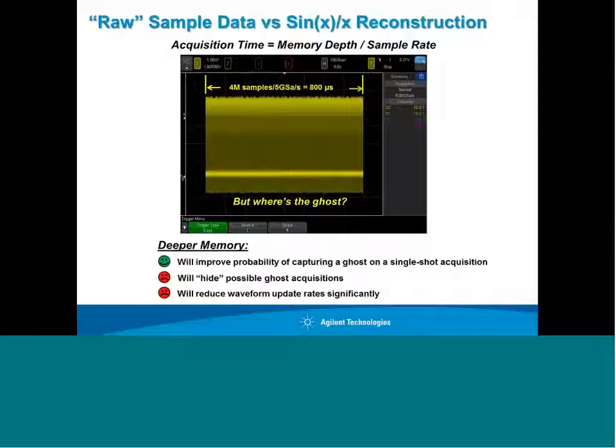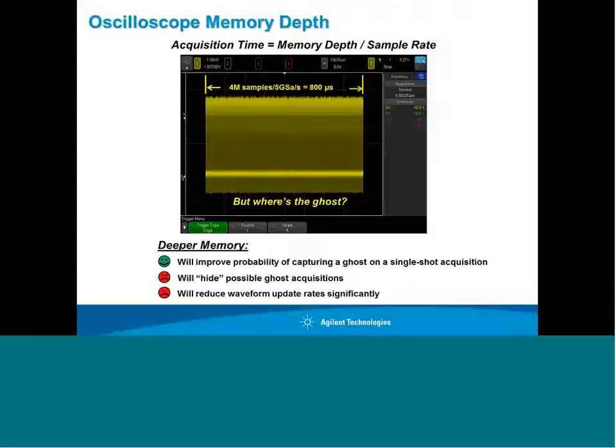Now let's talk about memory depth. That was the second myth I mentioned earlier, that a lot of people say, okay, deeper memory will improve my probability of capturing an infrequent anomaly, and that is true. But let's walk through an example here. The amount of acquisition time that a scope can capture is a function of the scope's memory depth and sample rate. And let's assume you're trying to capture narrow events, so you want to sample at the scope's fastest sample rate. And so the calculation is acquisition time simply equals memory depth divided by sample rate.